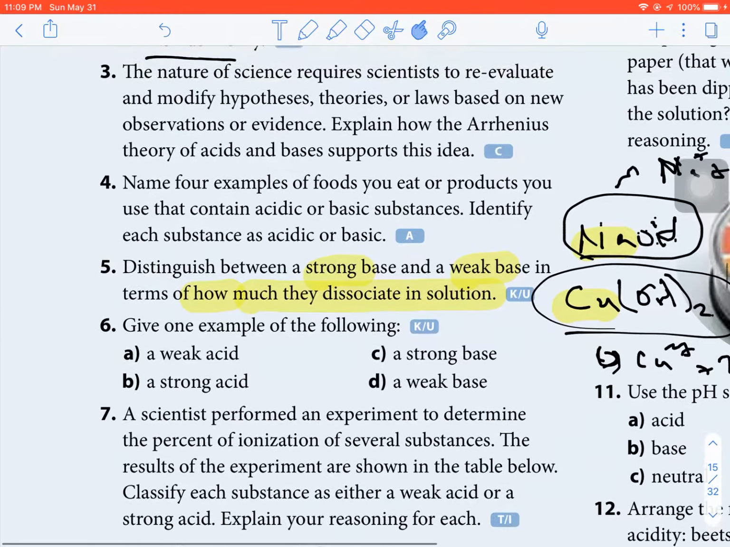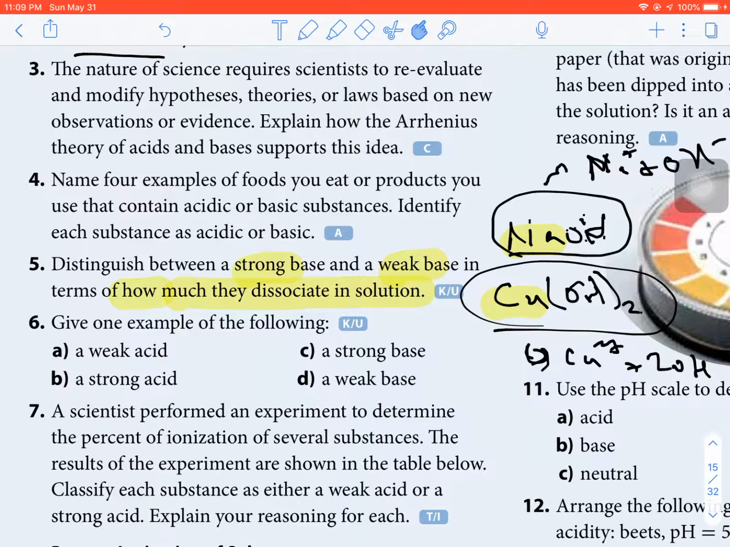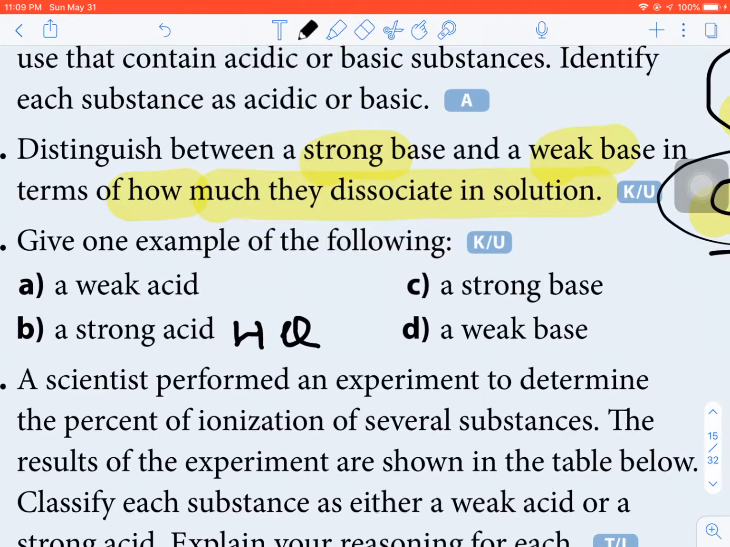Question 6 asks for an example of a weak acid and a strong acid, and a weak base and a strong base. Strong acid, hydrochloric acid or hydrogen chloride is a really good example of a strong acid. A strong base is a group 1 base or a group 2 base, like maybe calcium hydroxide. A weak acid would be maybe the one that, we've got so many here. How about H3PO4? Right, there's one. There's so many.